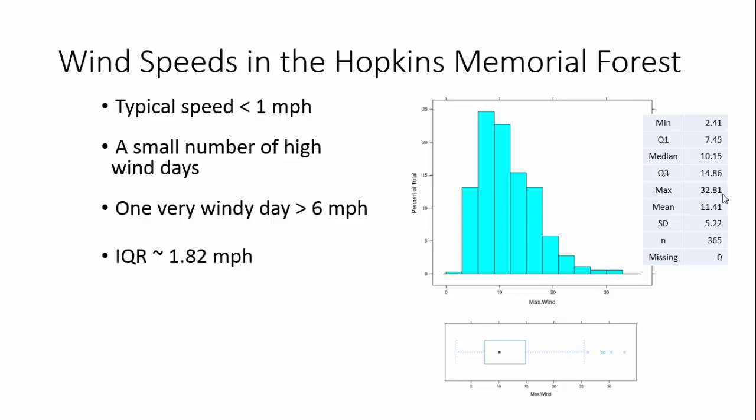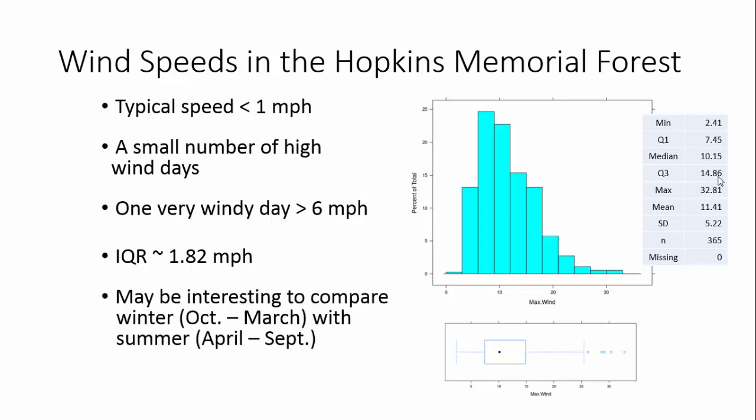The IQR is not 1.8 miles per hour. What is it? Well, it goes from Q1 to Q3, so that's looking at around 7.3 or so miles per hour. So, between the typical and the maximum wind, we're within 7 miles per hour of each other. So not a huge range.